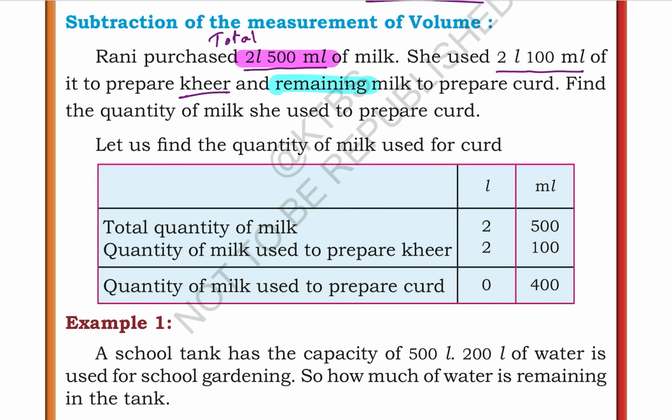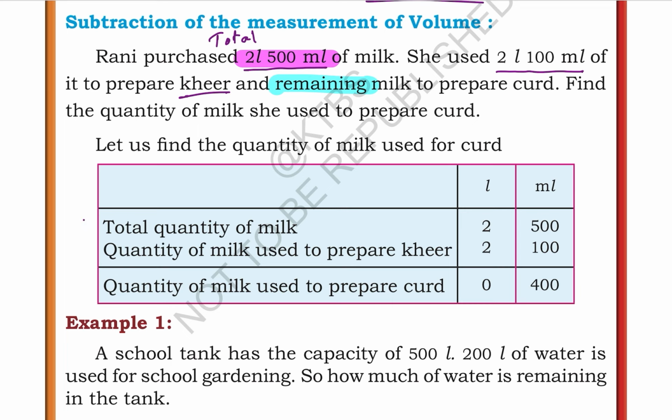After using some quantity to prepare kheer from the total, from what she has purchased, we have to find the remaining quantity. Then what we have to do? Whatever she has used to prepare the kheer, we must subtract it from whatever quantity of milk she purchased, right.